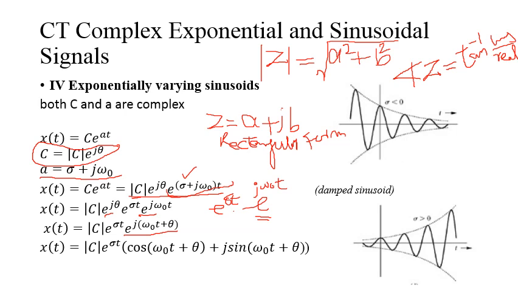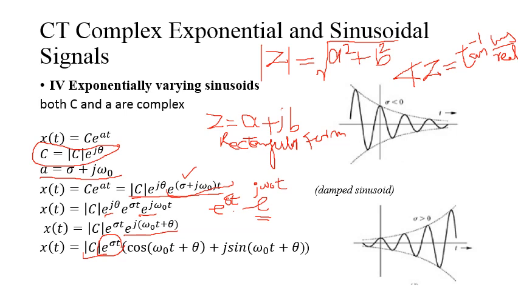So writing this in the sinusoidal form, because this is a complex exponential, right? This can be written in sinusoidal form as previously discussed. So this will be equal to cos omega naught t plus theta plus j sine omega naught t plus theta, right? So you see that C has some value, the absolute magnitude of C, and then you see e power sigma t, this is basically an exponential signal, right? A real exponential signal.